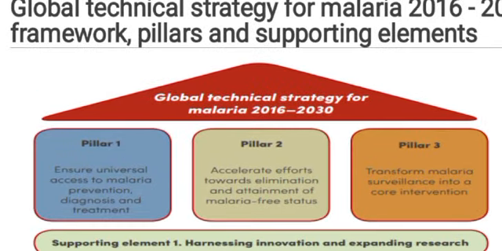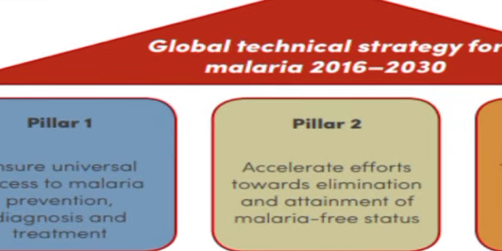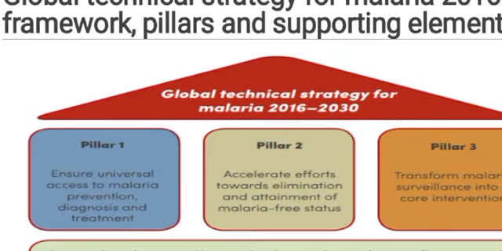Global Technical Strategy for Malaria 2016 up to 2030. Pillar 1: Ensure universal access to malaria prevention, diagnosis, and treatment. Pillar 2: Accelerate efforts towards elimination and attainment of malaria-free status. Pillar 3: Transform malaria surveillance into a core intervention.